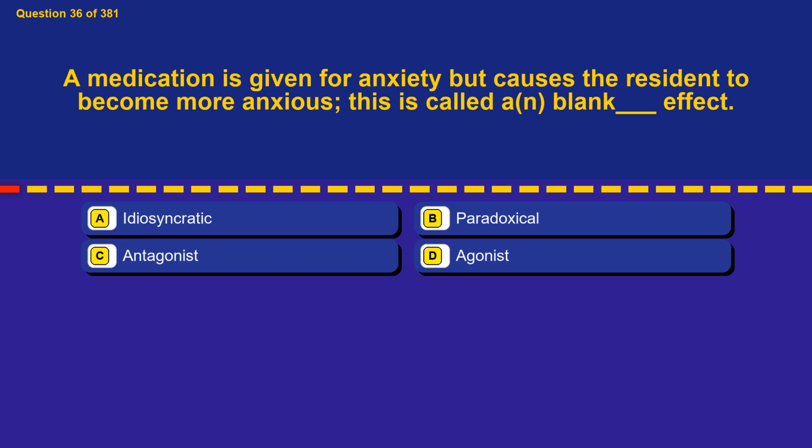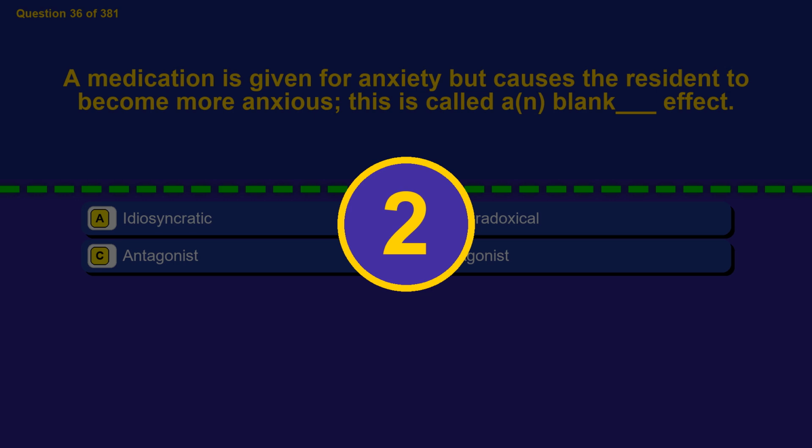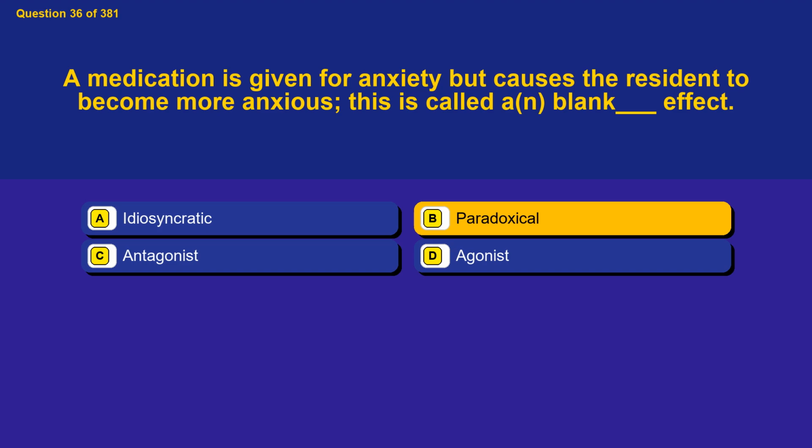Question 36. A medication is given for anxiety but causes the resident to become more anxious. This is called a blank effect. Option A, idiosyncratic. Option B, paradoxical. Option C, antagonist. Option D, agonist. The correct answer is option B, paradoxical.